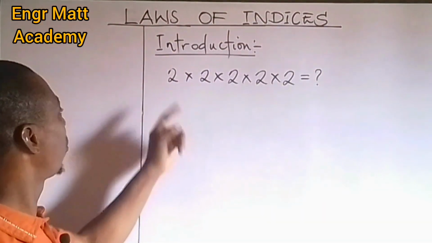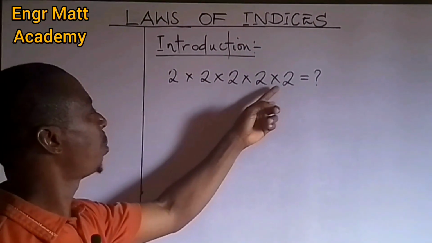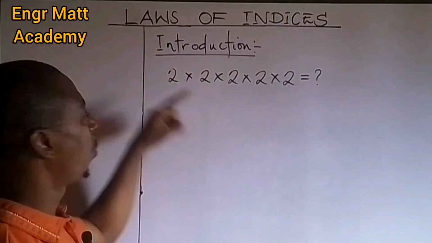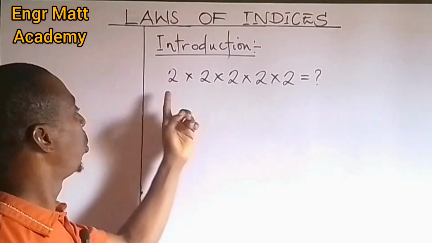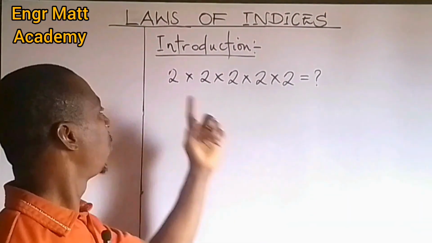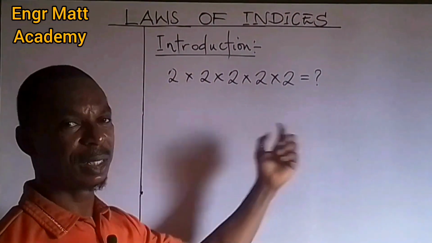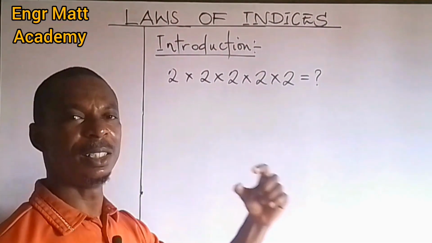On the board, we have 2 times 2 times 2 times 2 times 2. If you look carefully, we have just one number on the board, and the number is 2. But the number is multiplying itself repeatedly. When a number multiplies itself repeatedly, it is better to express that number in the index form.